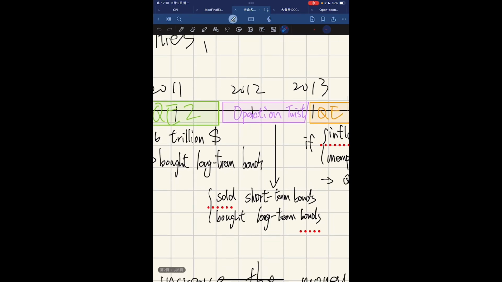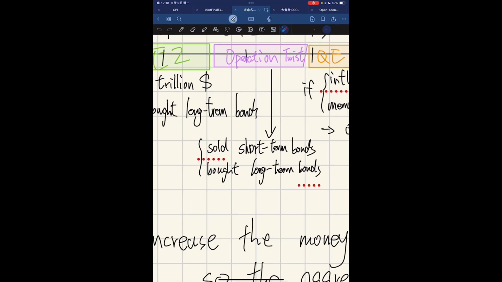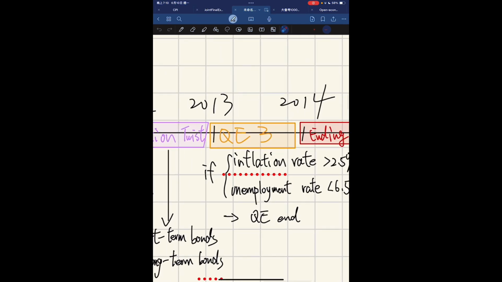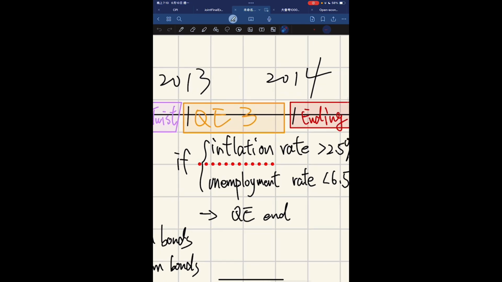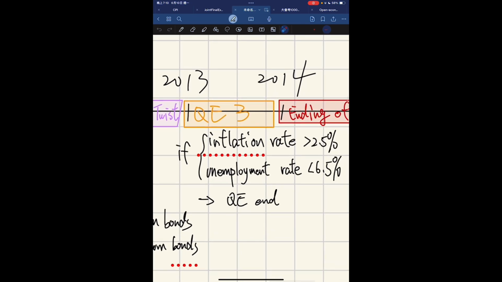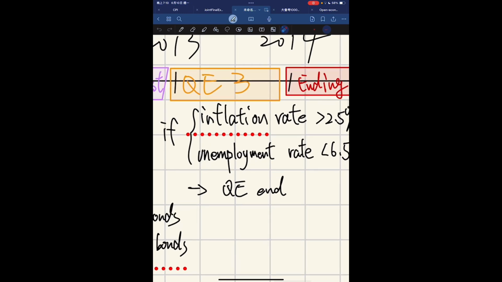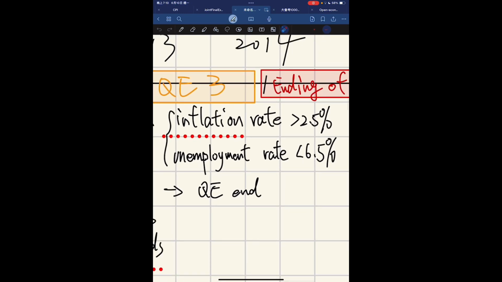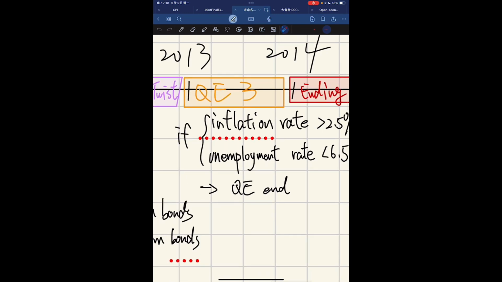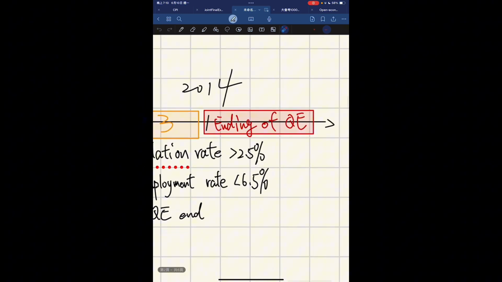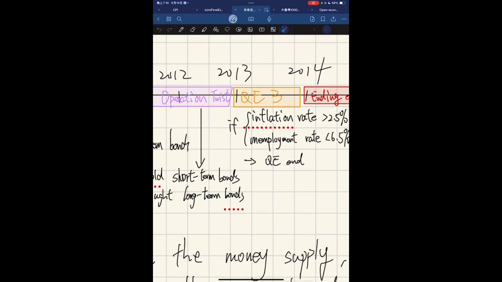In 2012, the Operation Twist, the government sold short-term bonds and bought long-term bonds. And in 2013, QE3: if the inflation rate is greater than 2.5% or the unemployment rate is smaller than 6.5%, the QE will end. And in 2014, the QE was ended.